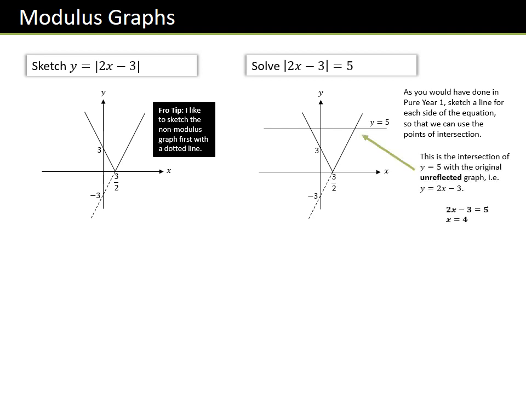And what I can do is use my point of intersection here, and this is the original unreflected graph, and I can put y equals 2x minus 3 equals 5, x equals 4. I can solve the equation.